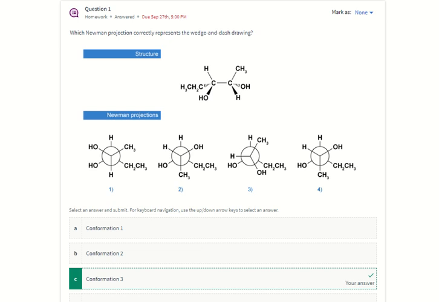Here is the answer for question number 1. That is about number 3. We can see that hydrogen and HO go to the front. That means they go closer to your face. So that's why we have this one in here.